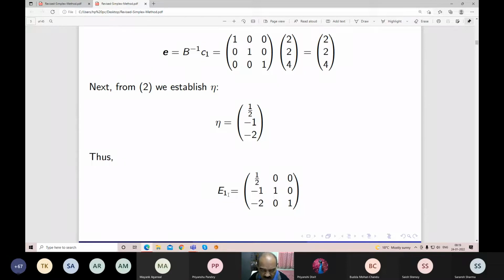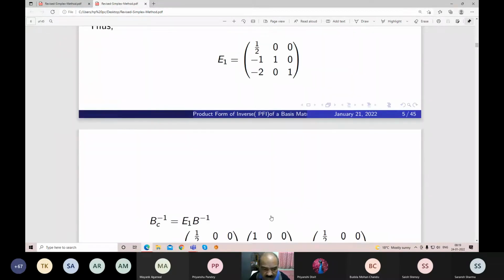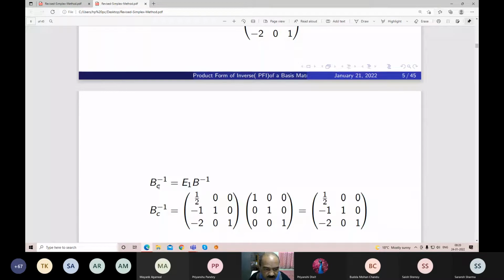E1. Once this matrix E1 is obtained, we find BC inverse. BC inverse equal to E1 into B inverse. Since B inverse is nothing but an identity matrix, BC inverse is same as E1.